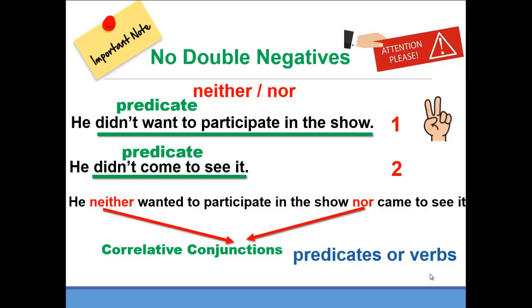So what about the verbs? The verbs will be wanted and came. So didn't want is going to be changed into wanted. Didn't come is going to be changed into came, because no double negatives shall be used. This is because neither nor is a negative pair of conjunctions.